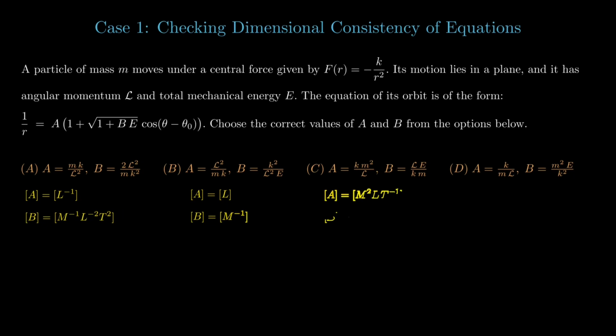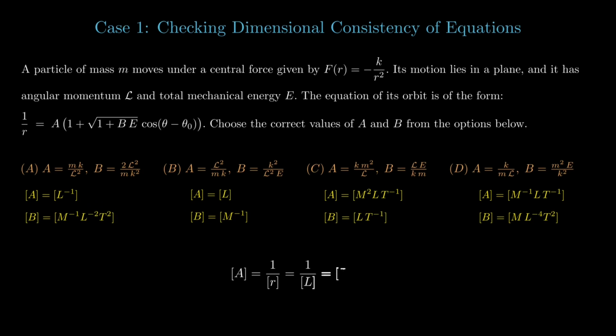First, use homogeneity and calculate what a and b must be dimensionally. Since a multiplied by a dimensionless quantity gives 1 over r, the dimension of a must also be the same as 1 over r, that is L inverse. As for b, in order to be added with 1, b times c must also be dimensionless, and hence the dimensions of b must be the inverse of that of energy, giving M to the power minus 1 L to the power minus 2 times T squared. Only option A has dimensionally correct values of a and b, so we take it and move on, saving precious minutes.